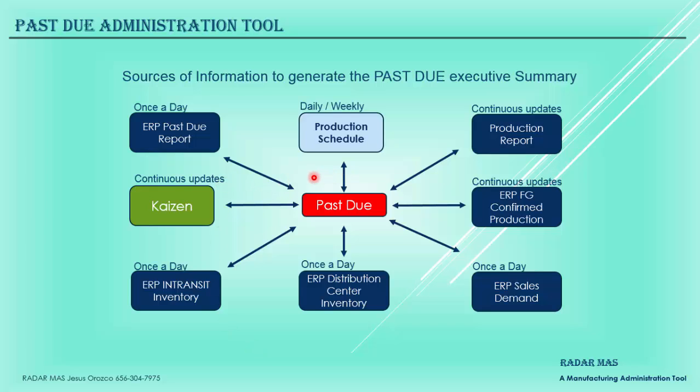The sources of information to generate the past due executive summary are the following: our daily or weekly production schedule, our continuous updates of the production report, the continuous updates of the confirmed production coming from our ERP system, once a day the sales demand from our customers, once a day the distribution center inventory, once a day our in-transit inventory, and our continuous updates of the Kaizen activities. And of course, the past due report generated once a day.